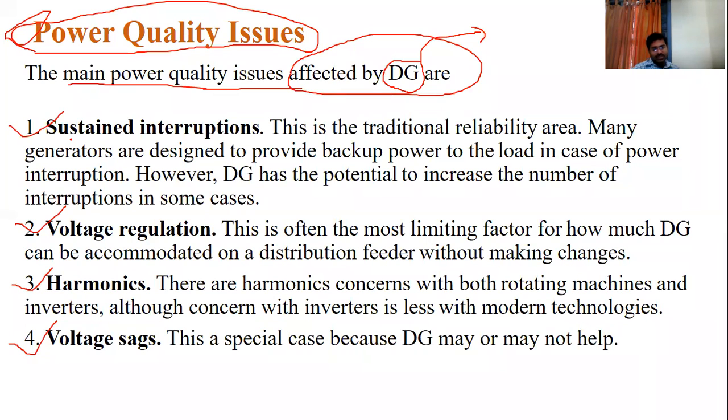So, power interruptions. For example, in our college, if a power interruption happens because of some external issues, we can suddenly go and start the diesel generator set to overcome these interruptions. So these DGs have the potential to reduce the number of interruptions, but in some cases they also have the capability to increase the interruptions.